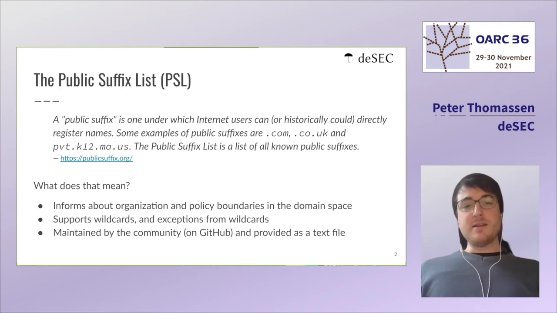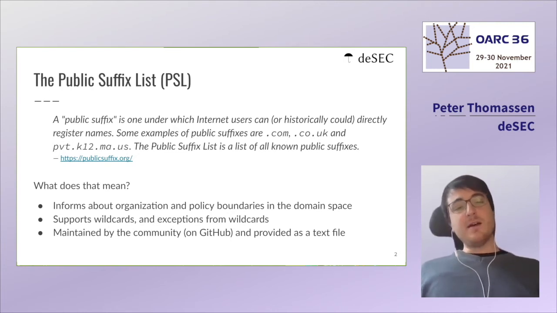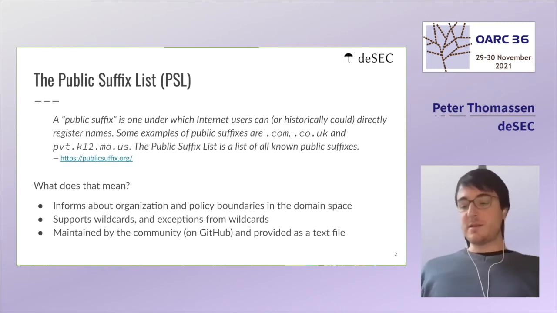So what does it mean? The public suffix list informs about policy and organizational boundaries in the domain space. It supports all kinds of things, including wildcards and exceptions from wildcards, and it's maintained by the community on GitHub, and the regular mode is provided as a text file. So that's the public suffix list.